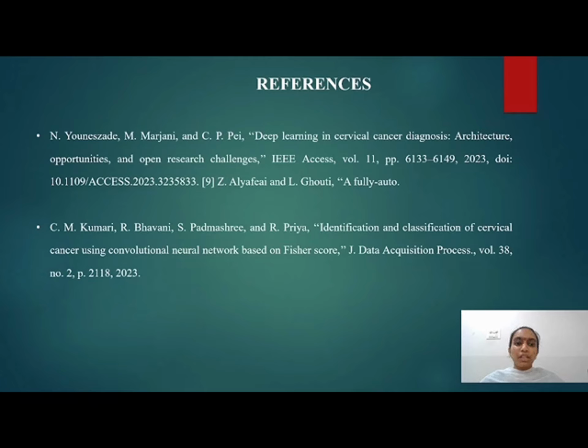We referred to multiple research papers to build, evaluate, and validate our model, including papers on deep learning models in cervical cancer detection and CNN classification using Fisher's code. These studies helped to shape our model and evaluation process.